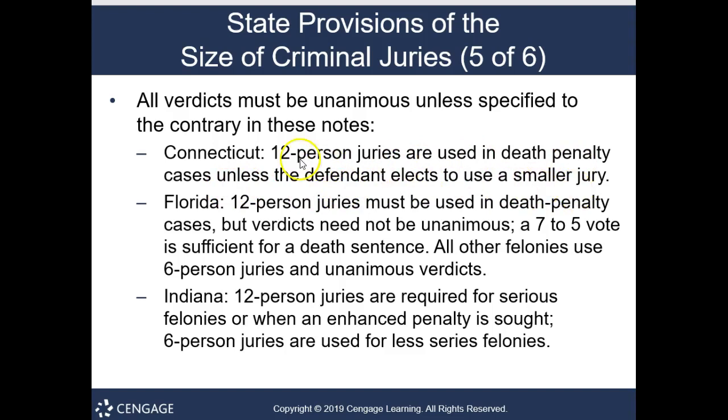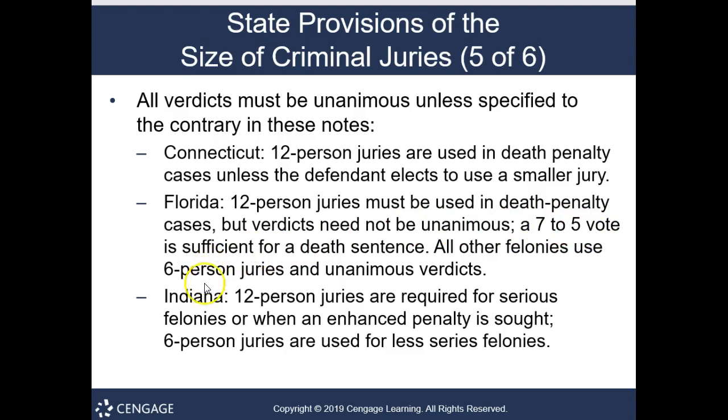Connecticut has 12-person juries that are used in death penalty cases unless the defendant elects for use of a smaller one. Florida, 12 persons, but verdicts need not be unanimous. A 7-5 vote is sufficient for a death sentence. That's very unusual, by the way, throughout the states. All other felonies use 6-person juries and unanimous verdicts. Okay, so they say if it's 6 persons, it's going to be unanimous. Even in death penalty cases, they do not have to be unanimous. So 7-5 in a 12-person jury.